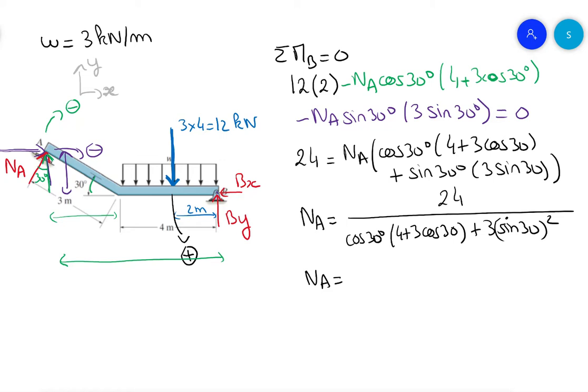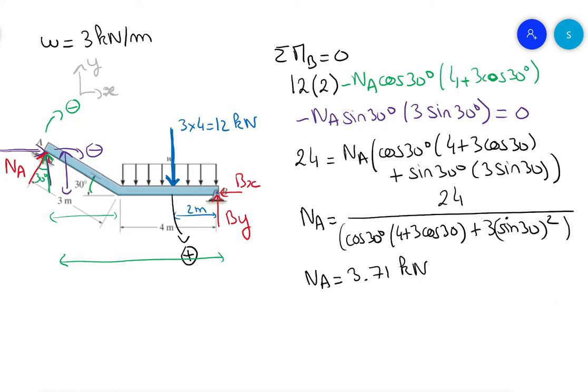Let's plug everything in the calculator. 24 divided by, don't forget to add your parentheses there on your calculator. Cosine 30 times 4 plus 3 cosine 30. Take your time to not make any mistake. Plus 3 times sine 30 times sine 30. That's it, 3.71 kilonewton. That's for NA.